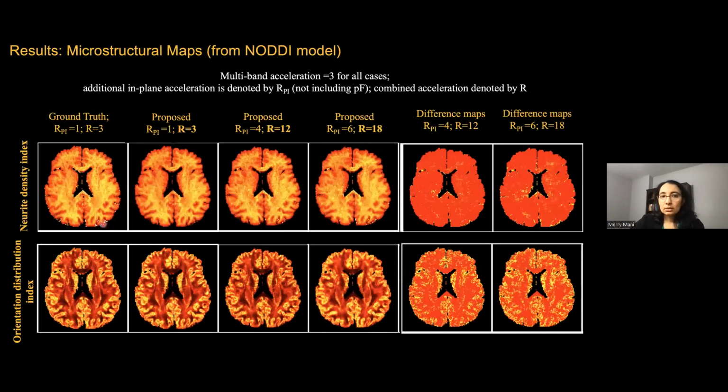So you can again compute the microstructural maps from the NODDI model. The neurite density index is shown in the top row and the orientation index is shown in the bottom row. This is the result from the non-DL based, no deep learning fully sampled case. This would be the fully sampled case with deep learning and the undersampled cases with deep learning. And you can see that these maps look exactly similar to the traditional no deep learning based methods.